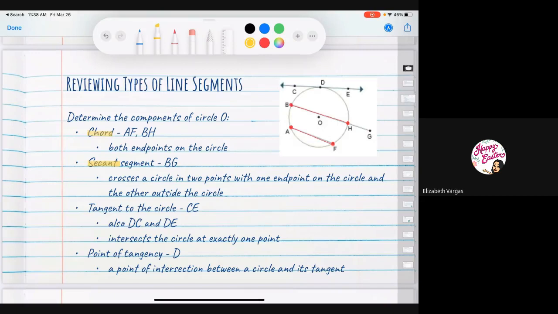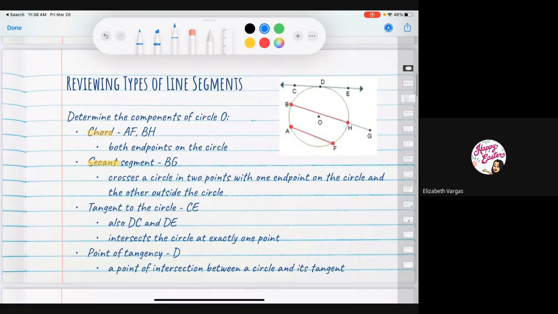We also have what are known as secants. A secant crosses the circle in 2 points, with one endpoint on the circle and the other endpoint outside of the circle. So basically, it runs through the circle. So in this example, our secant is B to G. One of its endpoints will be on the circle and the other one will be on the outside. In this instance, the one on the outside is the G and the one on the circle is B. That's a secant. Next thing, tangent.